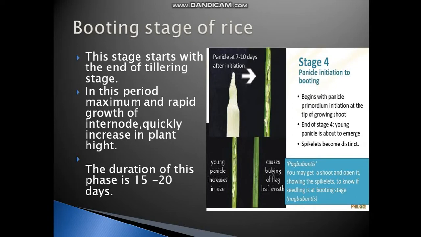And we come into the panicle initiation stage and the booting stage. It begins with the panicle primordium initiation at the tip of the growing shoot. The shoot grows. At the end stage, the young panicle is about to emerge, and the spikelets become distinct, and we can see it in the figure, right? We can understand easily.